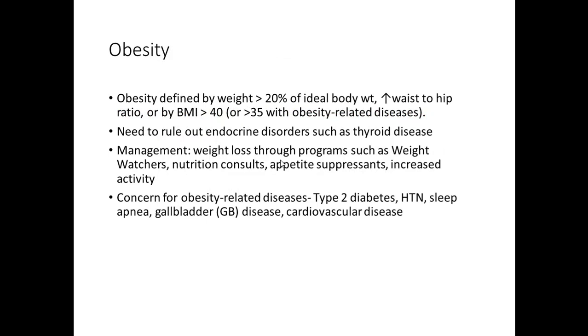Moving on to obesity. Obesity is figured when somebody is 20% over their ideal body weight, their body mass index, their BMI. It says up here the waist to hip ratio, but they generally go off the BMI. So morbid obesity is considered anything greater than 40 BMI. Overweight is considered anywhere from 25 to 29. So you can kind of see where that all fits in. So it's overweight is 25 to 29, obese is 30 to 39, and morbidly obese is 40 and above.